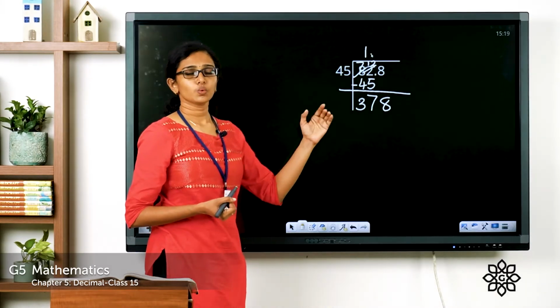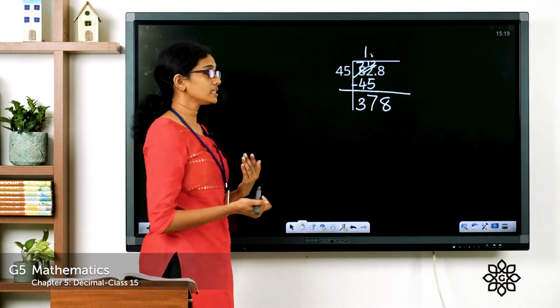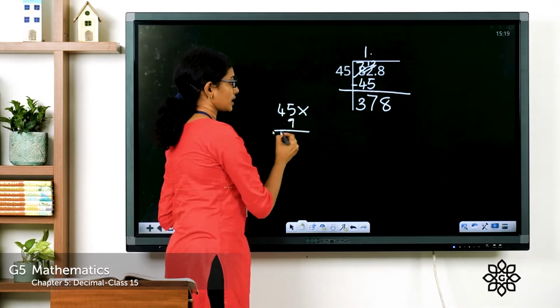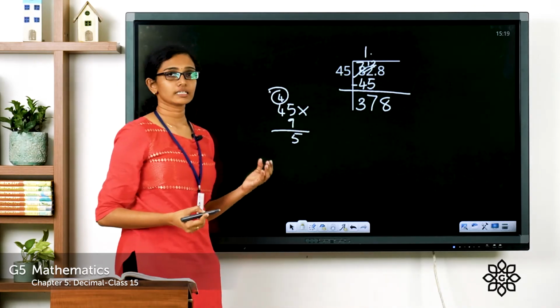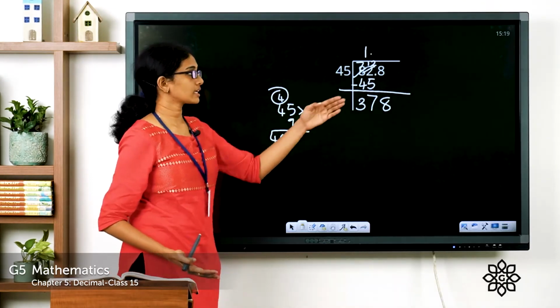45 tens will be 450. So let's try out 45 nines. 45 nines will be 9 fives are 45. Carry over 4. 9 fours are 36 plus 4. It is 405, which is more than 378.